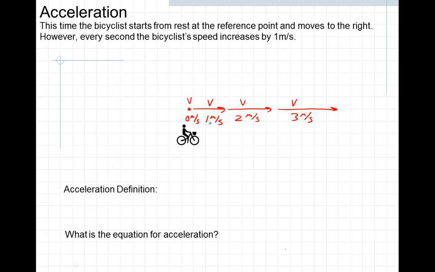So from 0 to 1 meter per second, her velocity changed 1 meter per second in 1 second. From 1 meter per second to 2 meters per second, once again, her velocity changed 1 meter per second in that 1 second. And once again, from 2 meters per second to 3 meters per second, it went 1 meter per second every second.